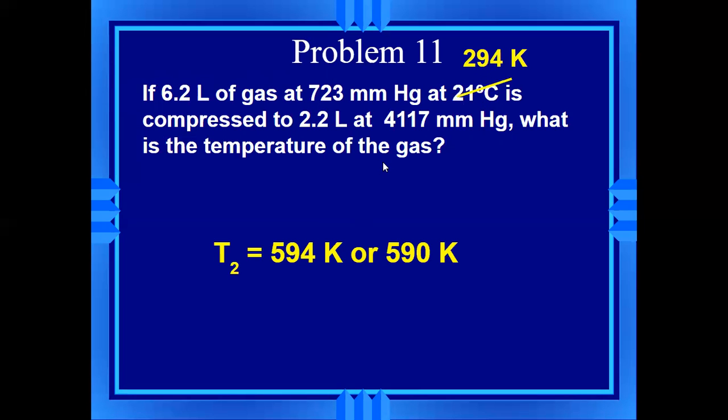Using the combined gas law, you should get that your final temperature is 594, or you may get 590, it all depends on how you round. If you didn't get that, make sure you ask that question in class. And that is it for the combined gas law and Guy-Lussac. Make sure you work on the practice problems in the Google document and bring all your questions to class, and I will see you guys later.